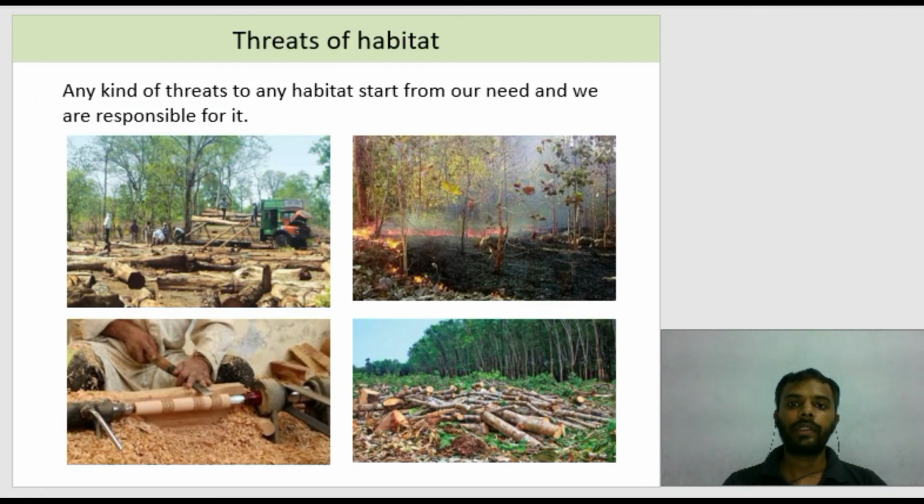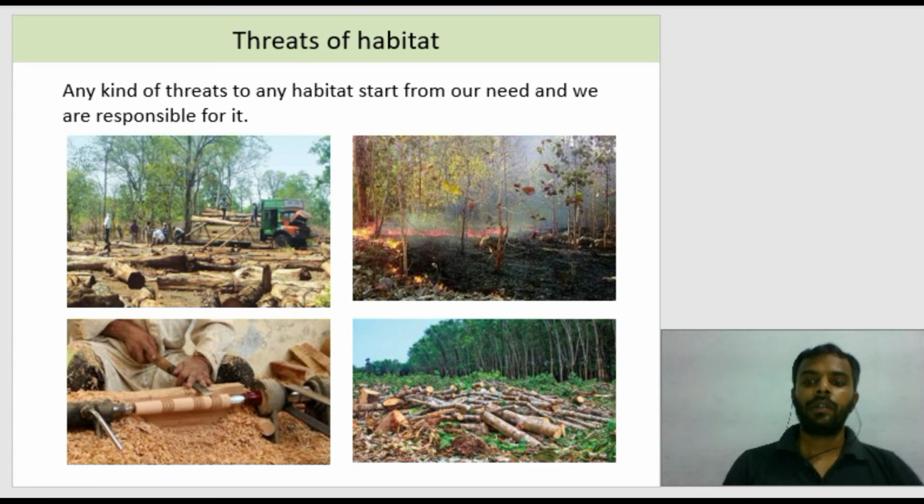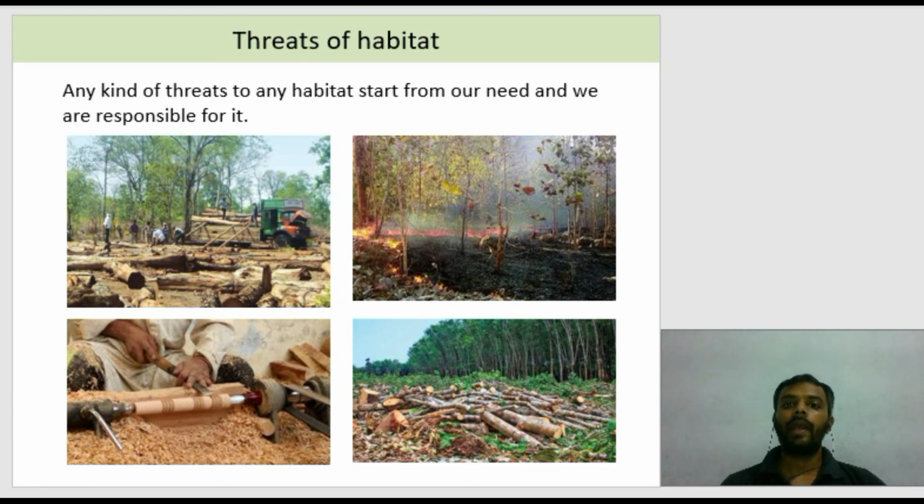Now, threats to habitat. Any kind of threats to any habitat start from our need, and we are responsible for it. No industry and factory and wooden craft shop would cut the forest unless we demand. We need development. All wood industries are for us because we demand. We need high class wooden furniture to show off. We need excellent wood crafts for home decoration. We need wild food and harvest it in unsustainable ways.